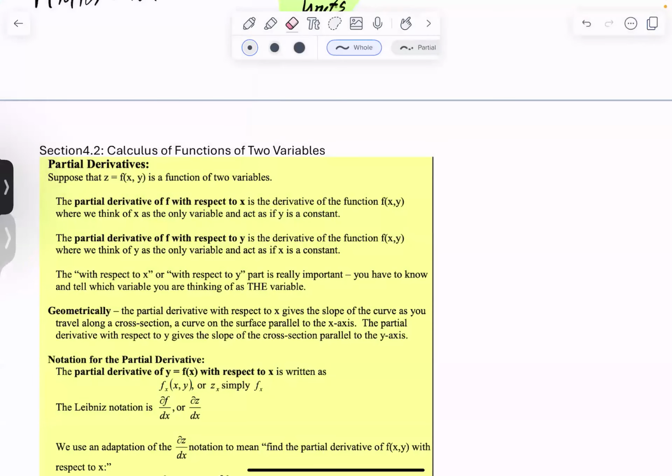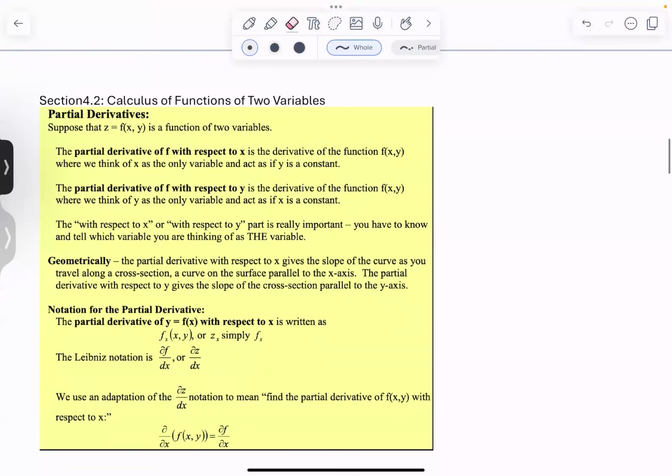Welcome back, everyone. We are at section 4.2, and we're going to be talking about partial derivatives. In the previous video, we talked about multivariable functions, meaning we have more than one variable to represent our domain. We're going to stick to z equals f as a function of x and y, just to keep it kind of simple for us. It can get much more complicated, but we're going to stay here.